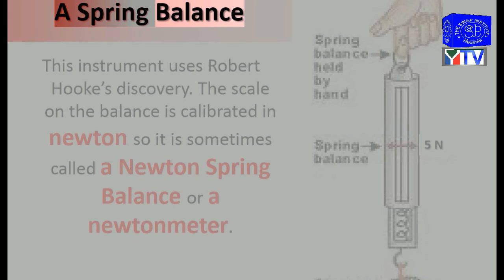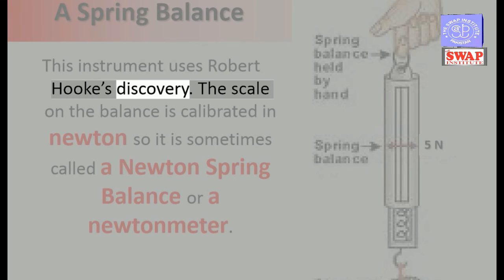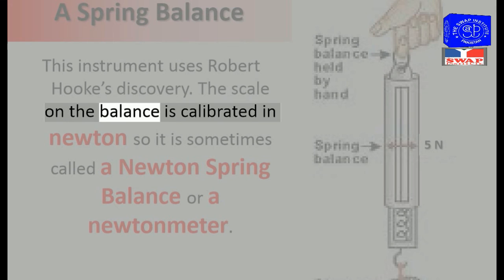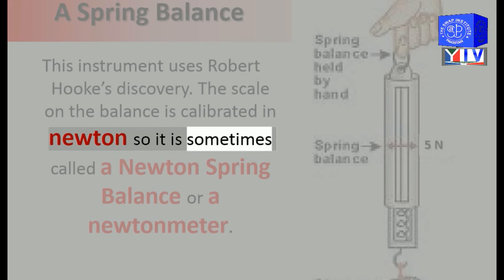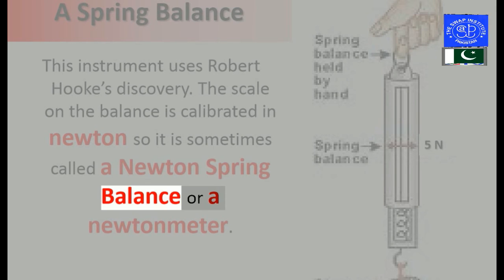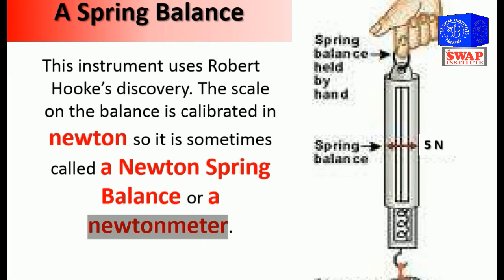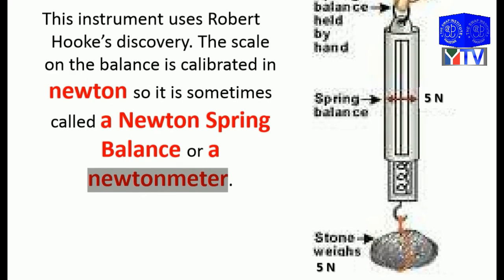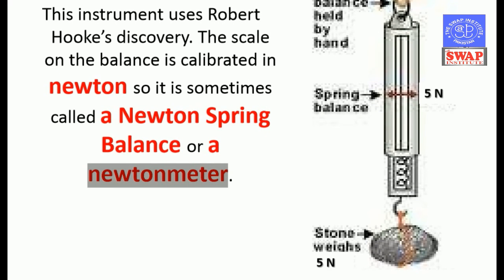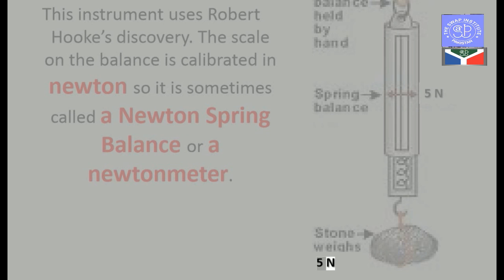A spring balance. This instrument uses Robert Hooke's discovery. The scale on the balance is calibrated in Newtons, so it is sometimes called a Newton spring balance or a Newton meter. Five N.